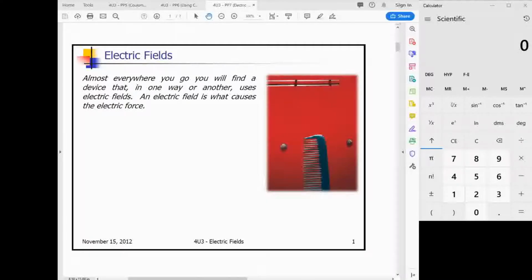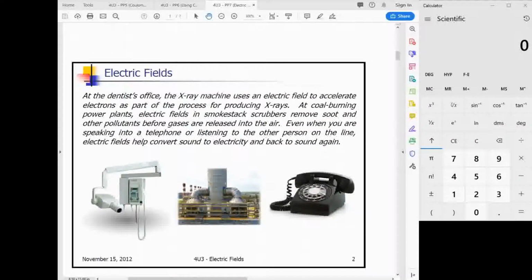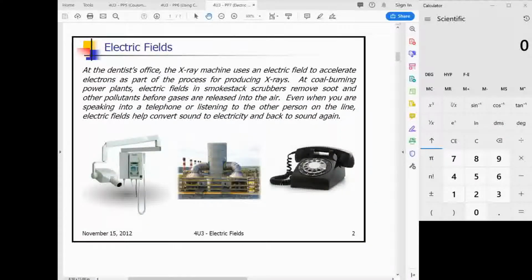Now the range of the electric field, like the range of the gravitational field, is infinite. But the farther you get away, the less effect that electric field has. Now going back to devices that you would know that use electric fields, there are some examples given on this slide.